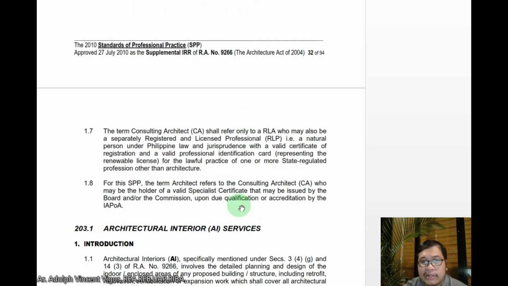Okay? So the term consulting architect shall refer only to an RLA or a registered and licensed architect who may also be a separately registered and licensed professional, a natural person under Philippine law and jurisprudence with a valid certificate of registration and a valid professional identification card representing the renewable license for the lawful practice of one or more state-regulated professions other than architecture.